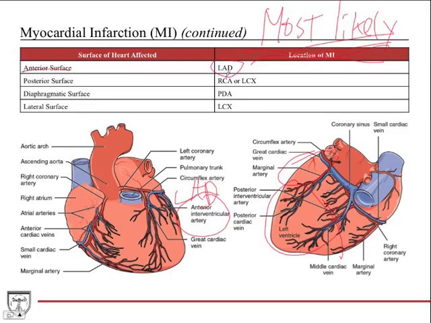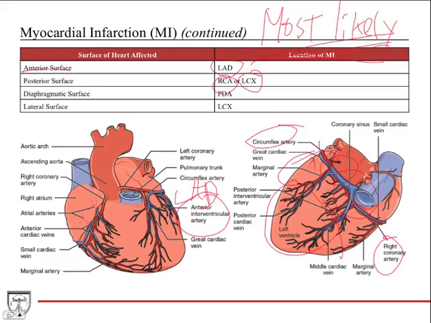Posterior surface is going to be the right coronary or the left circumflex artery, and this probably has a little bit to do with whether they're right or left dominant. If they're right dominant, it's going to be the RCA. If they're left dominant, it's going to be the circumflex. And so you can see that here. Here's the right coronary coming around, and this would be your posterior surface. Here's the left circumflex coming around here, this posterior surface as well.